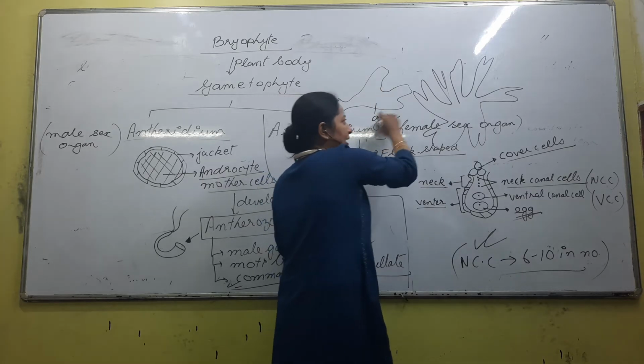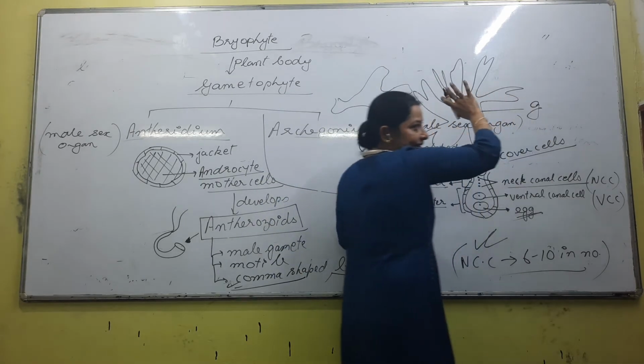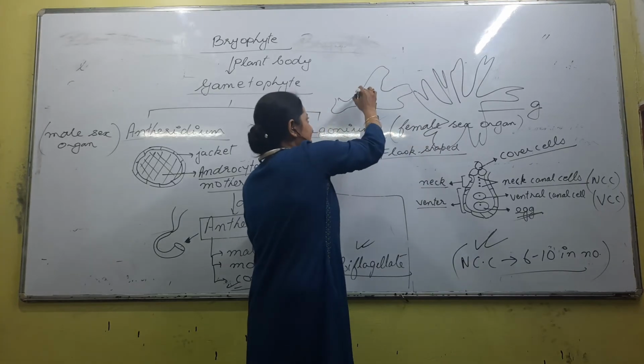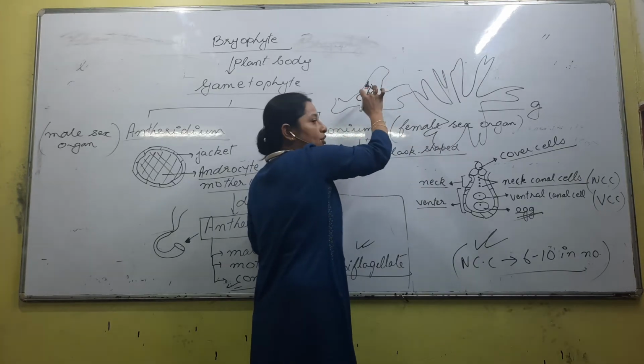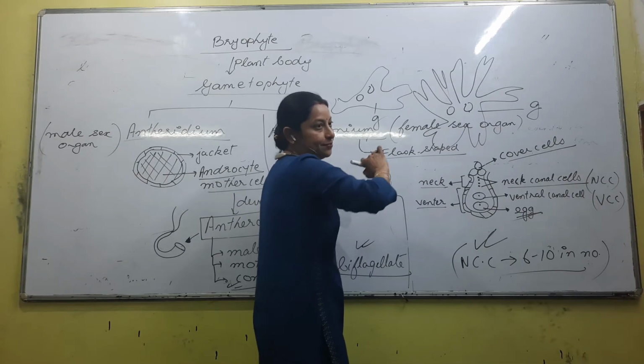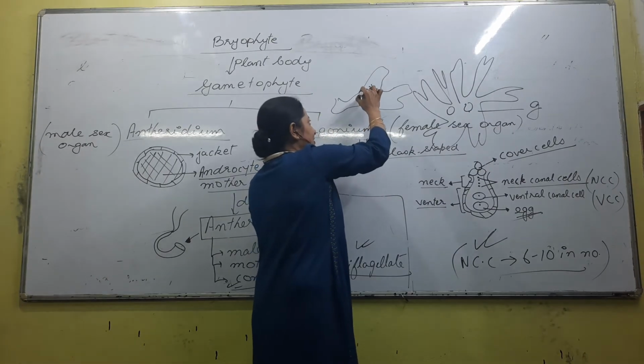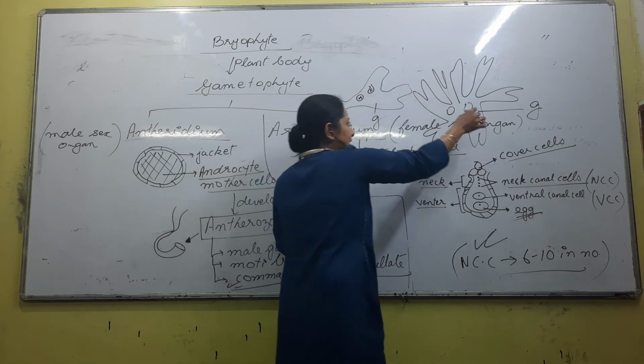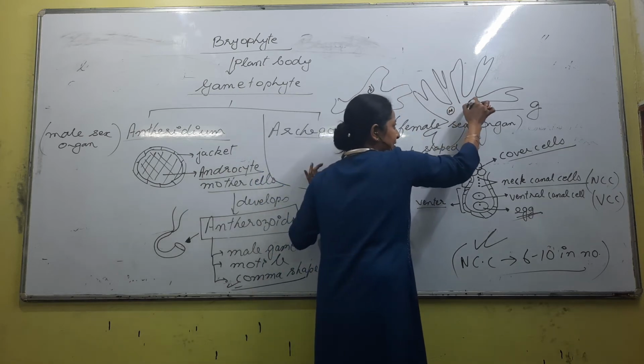So what is that? Gametophyte. The entire plant body is called the gametophyte. The sex organs, antheridium and archegonium, are born on the gametophyte. Male gamete present here, female gamete present here. Similarly, in this case, male gamete present here, female gamete present here.